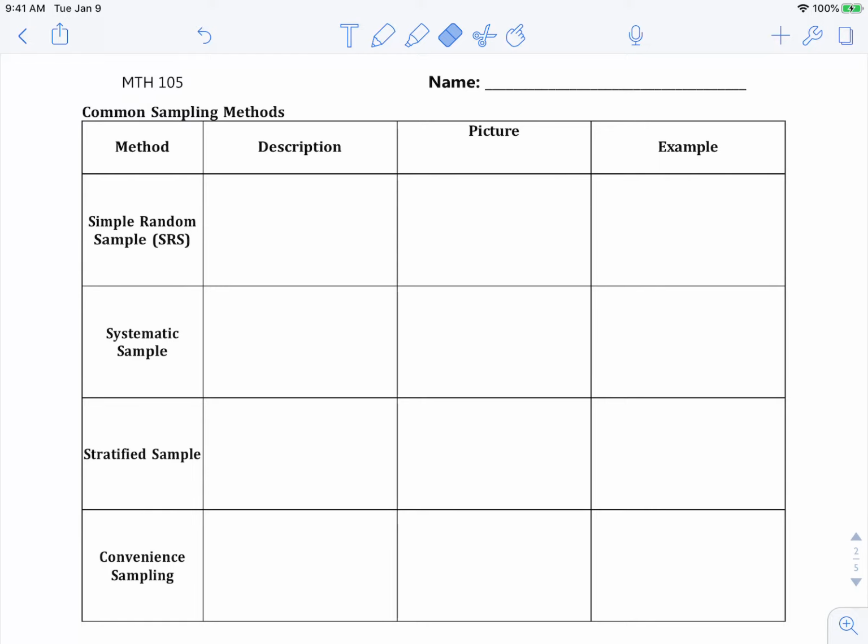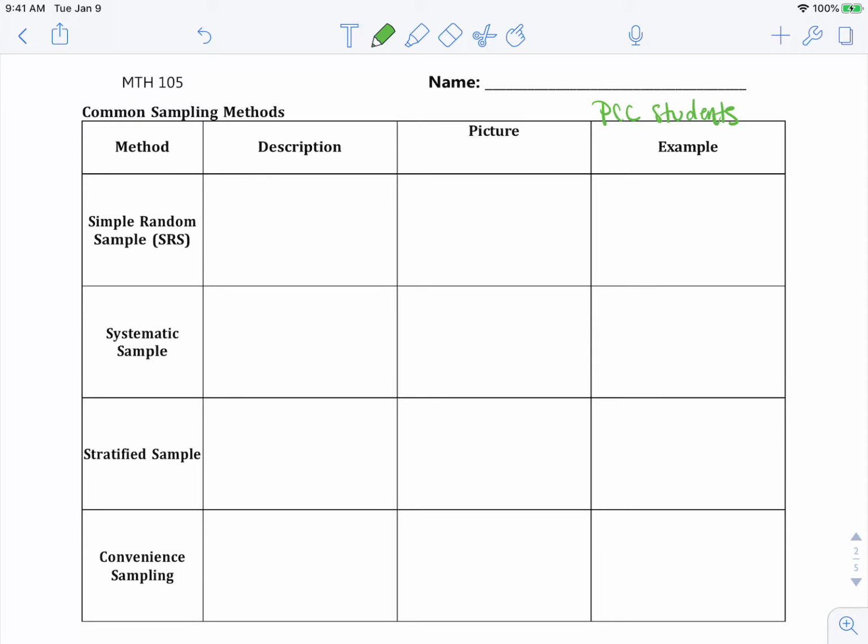Okay, now for some common sampling methods. In Math 105, we're only going to discuss four sampling methods. If you are going on to 243, you will discuss more. So here we have a chart to kind of break it up more easily, and we're going to have a description, so pretty much a definition, give a picture of it, and give a specific example. So for ease, all of our examples will just be about PCC students. So that is our population, PCC students.